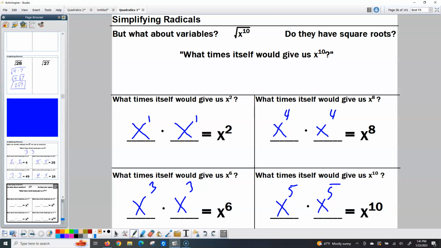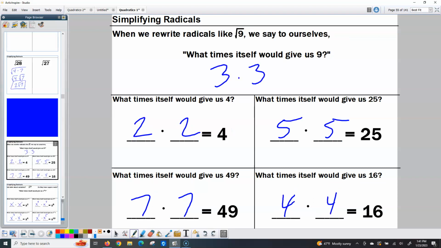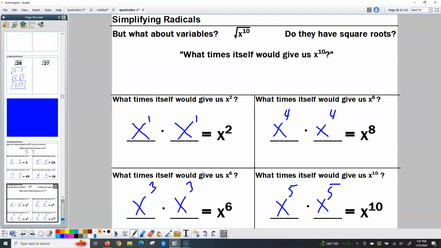And so instead of saying 2 times 2 gives us 4, we could say, what's the square root of 4? Well, that's 2, because 2 times itself gives us 4. What's the square root of 49? 7, because 7 times 7 is 49. Well, what's the square root of x to the 6th? Well, it's x to the 3rd, because x to the 3rd times itself gives me x to the 6th.